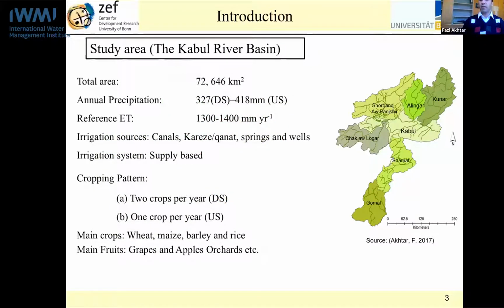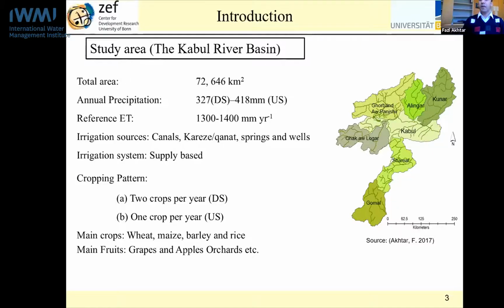The total area of the Kabul River Basin, as you see in the picture here, is around 72,000 square kilometers. The annual precipitation ranges from 327 millimeters, mostly at the downstream, which is the Nangarhar province, to a bit more at the upstream, 418 millimeters. The reference evapotranspiration is in the range of 1300 to 1400 millimeters per year. So based on the precipitation amount and the reference evapotranspiration ranges, you can see the high gap between the available water supply, the water availability, and the potential demand.